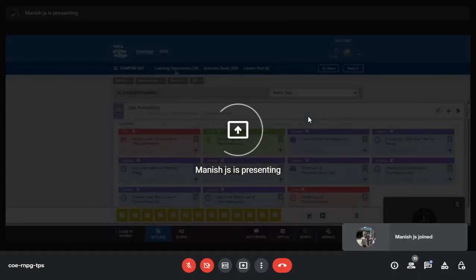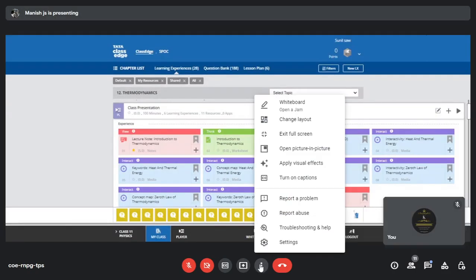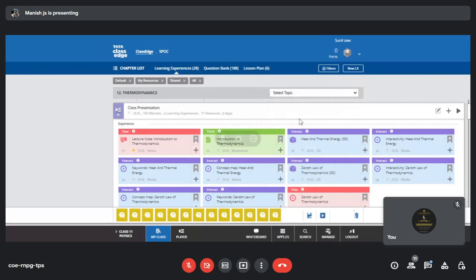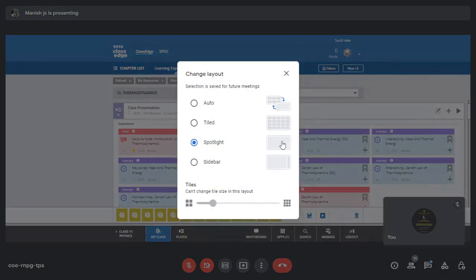So we are actually entering a new chapter, which is thermodynamics. Can anybody give me an insight about thermodynamics? According to you, what do you feel? What do you understand by the term thermodynamics in your own words?